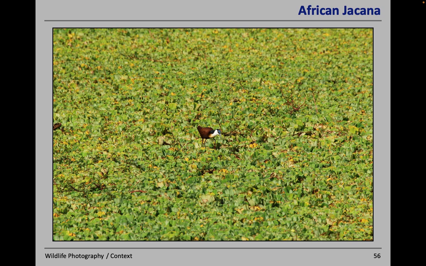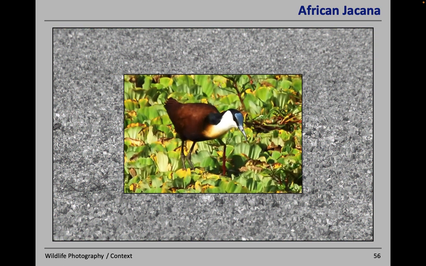So again, context. You could say, here's an interesting bird, isn't it pretty? It's a lily trotter. So you could say, well, I'm not going to take a picture of the lilies, I'm just going to take a picture of the lily trotter. I'm either going to get closer to it or I'm going to crop it down.